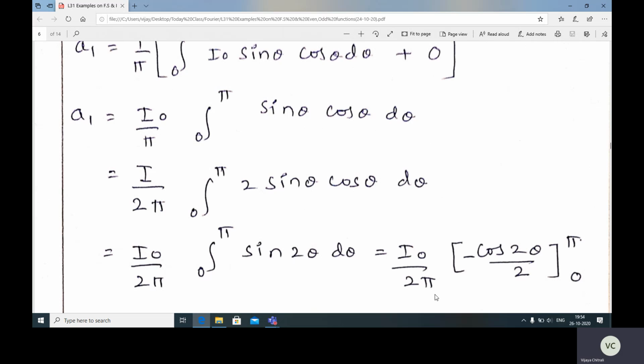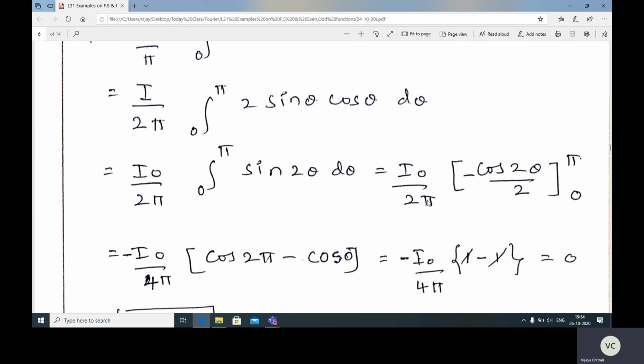So I naught divided by 2 pi, integration of sine will be minus cos 2 theta divided by 2, and the limits vary from 0 to pi. Upper limit is pi, lower limit is 0. So substitute. Minus, you take it outside: minus I naught divided by 4 pi, cos 2 pi, because theta is replaced by pi, minus cos 0. Cos n pi is minus 1 raised to n, and cos 2 pi is minus 1 raised to 2, meaning minus 1 multiplied 2 times.